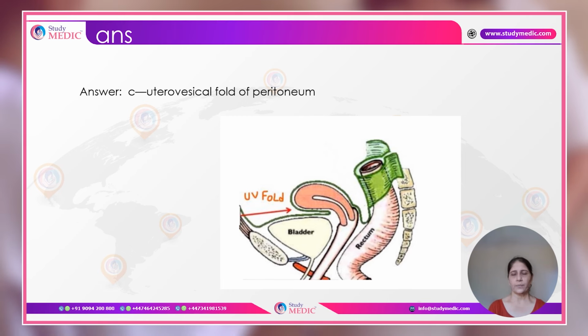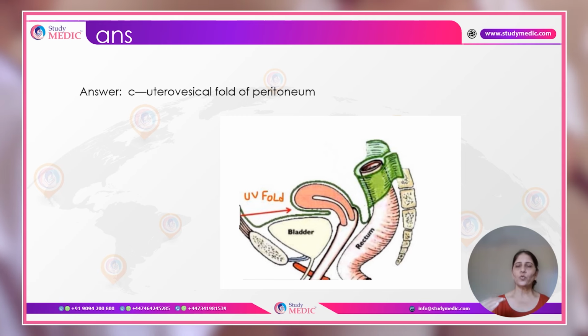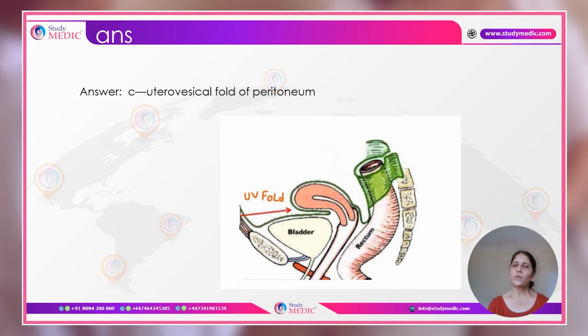If you have a look at this picture very carefully, we know that the peritoneum covers the bladder, goes posteriorly, and then gets reflected over the uterus. So it is called the UV fold of peritoneum, and this reflection takes place at the junction between the upper segment and the lower uterine segment. Unless you open the uterovesical fold of peritoneum, you are not going to get access to the lower uterine segment. So it is this uterovesical fold of peritoneum that helps you distinguish between the upper segment and the lower uterine segment.